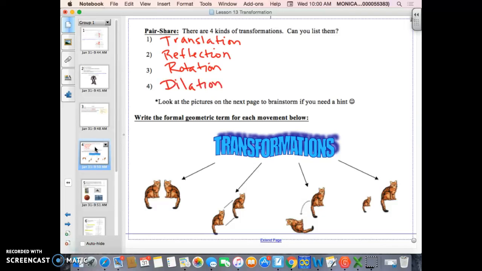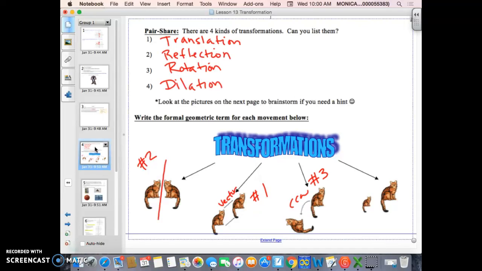If you want to know what these look like, here you can see that there would be a line of reflection right here. So this one is reflection, number 2. Over here, you see that you're sliding this cat along a vector. This is called a vector. So we're going to call that translation, which is number 1. Here we've got this cat that's turning, and this is going counterclockwise. So we call this a rotation, which is number 3.